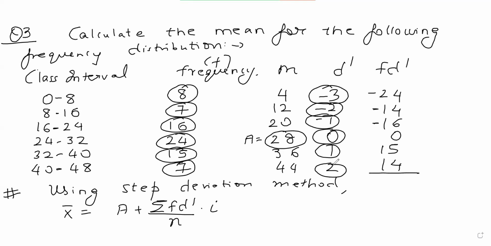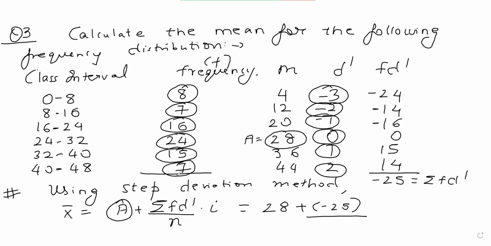Let's find summation fd dash. So let's quickly use our calculators. 15 plus 14 is 29. Minus 16, minus 14, minus 24 comes out as minus 25. This is my summation fd dash. Put everything in the formula.